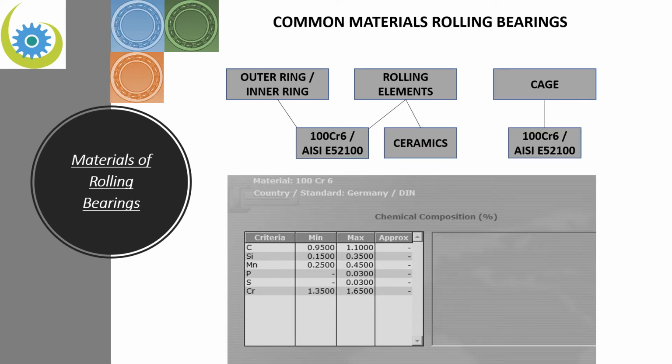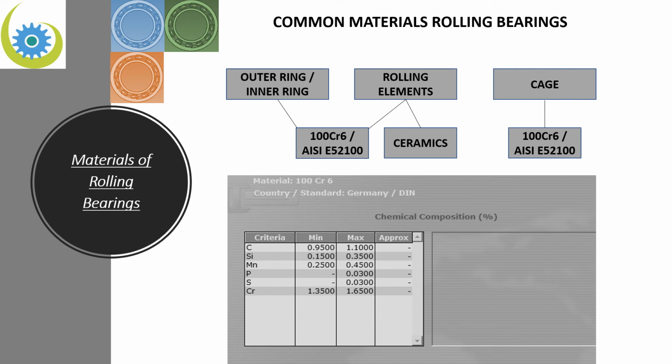Now I want to mention the materials from which the main components of the rolling bearings are manufactured. We see here above that the outer and inner ring are manufactured using steel bars of 100Cr6. The rolling elements normally are also manufactured using the same material. But in some cases, like indicated here, they are made of ceramic materials.